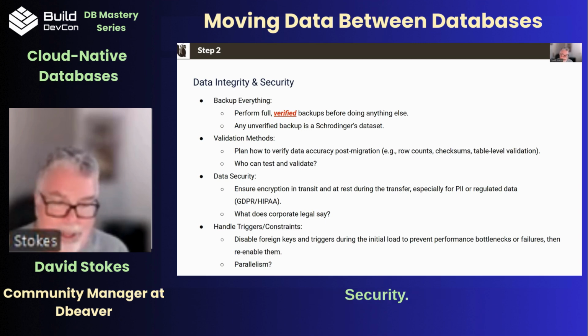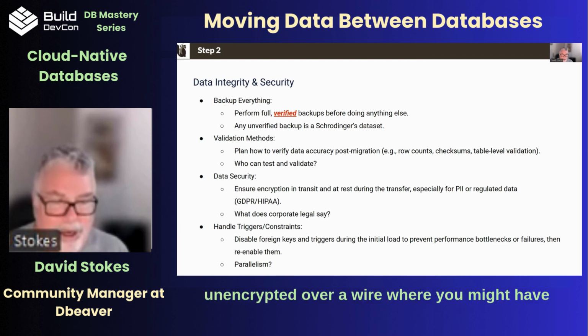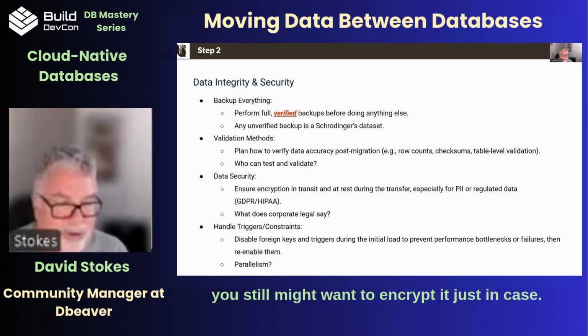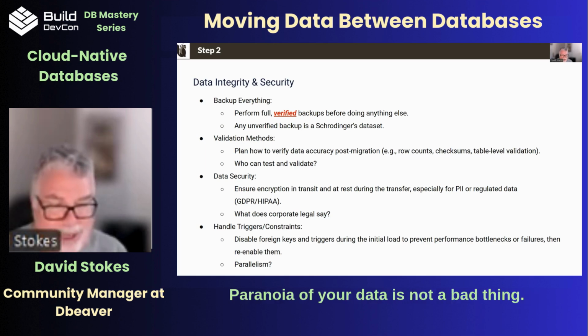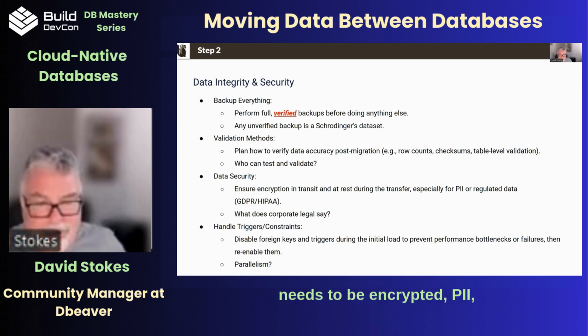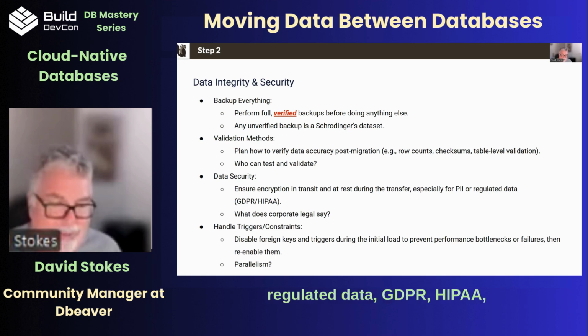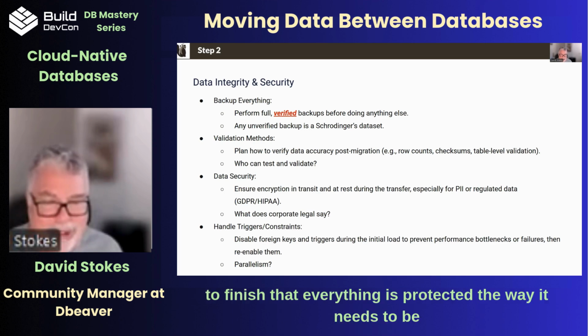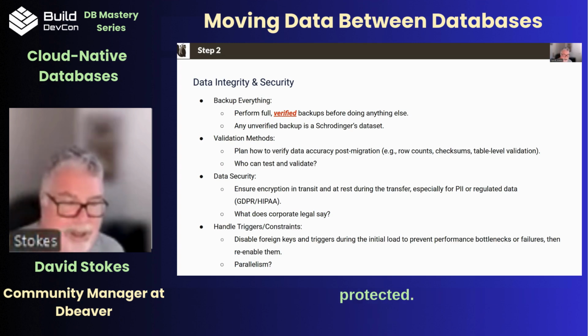Security. You don't want to send all your data unencrypted over a wire where you might have someone listening. Remember, the internet is a party line. If you're doing stuff in-house, you still might want to encrypt it just in case. Paranoia of your data is not a bad thing. And if you have data that needs to be encrypted, PII, regulated data, GDPR, HIPAA, certain government classifications, you want to make sure that from start to finish that everything is protected the way it needs to be protected.